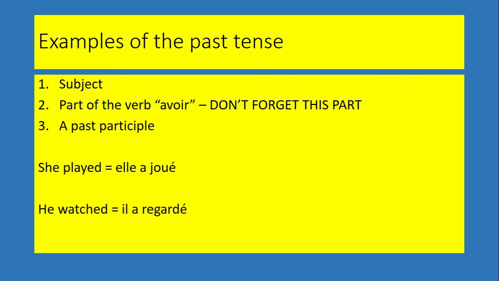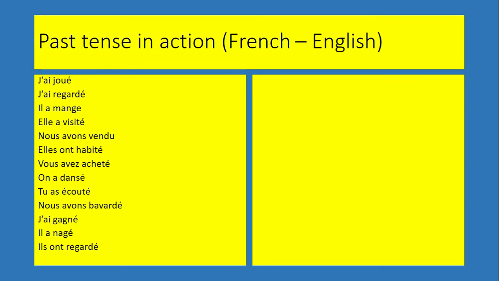So notice how I've written clearly after point 2: don't forget this part. Don't forget to put in part of the verb avoir. She played in English is 2 words, but in French it is 3 words. She played is not elle jouait. He watched is not il regardait. You always need those 3 things. You must not forget part of the verb avoir. That needs to be in there. So it's always elle a joué, il a regardé.